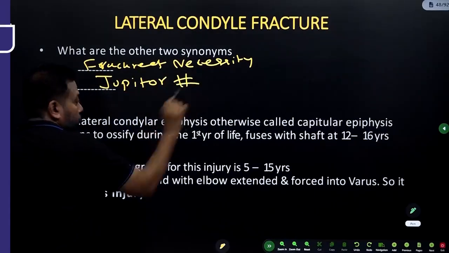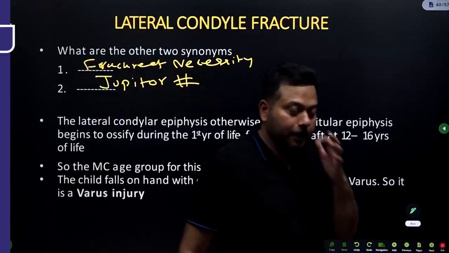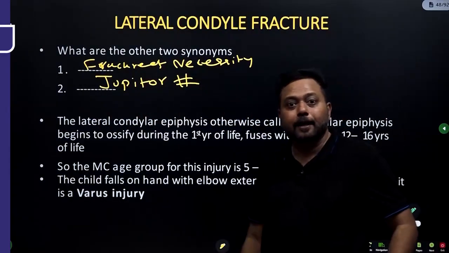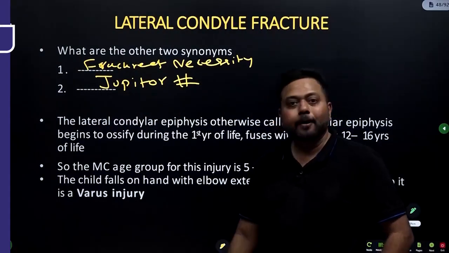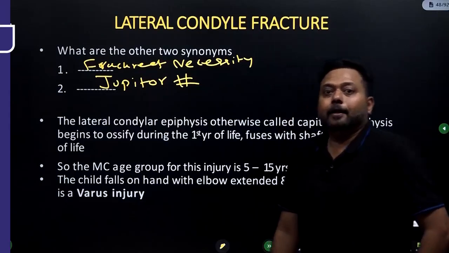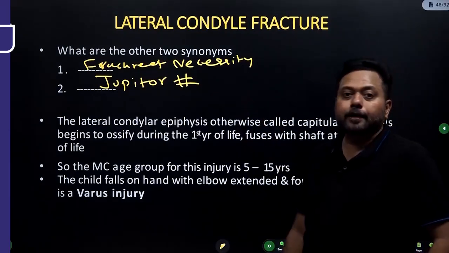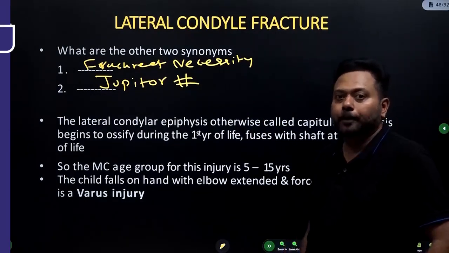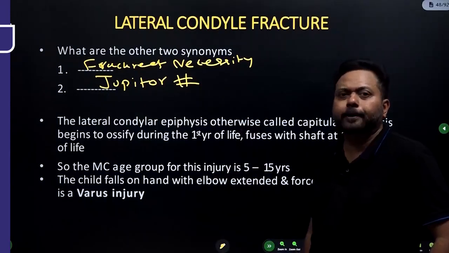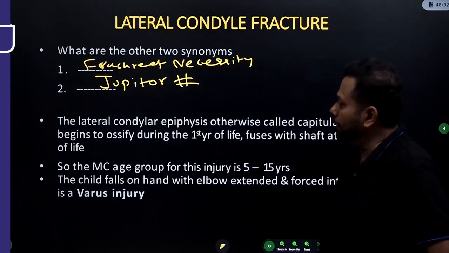This is called Jupiter fracture. So far unasked in any of the Indian entrants. They'd ask what is Monteggia, what is Galeazzi, named fractures. Many named fractures are there in the upper limb. Jupiter fracture is lateral condyle fracture. It's otherwise called Jupiter, named after a very famous orthopedician, Jupiter. His name is Jupiter, so it's called Jupiter fracture.